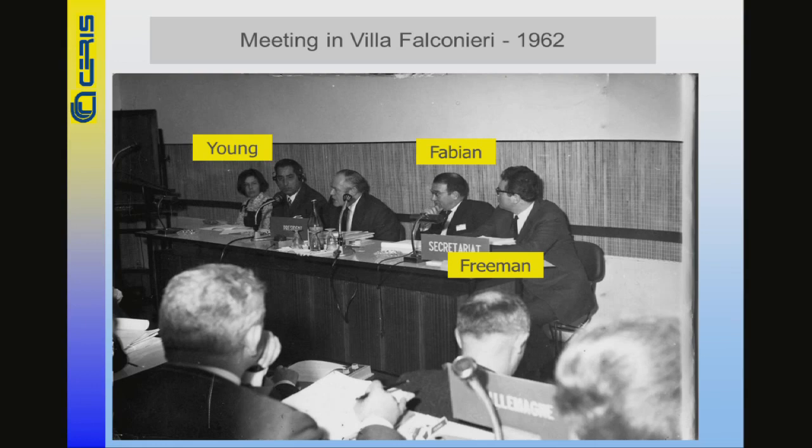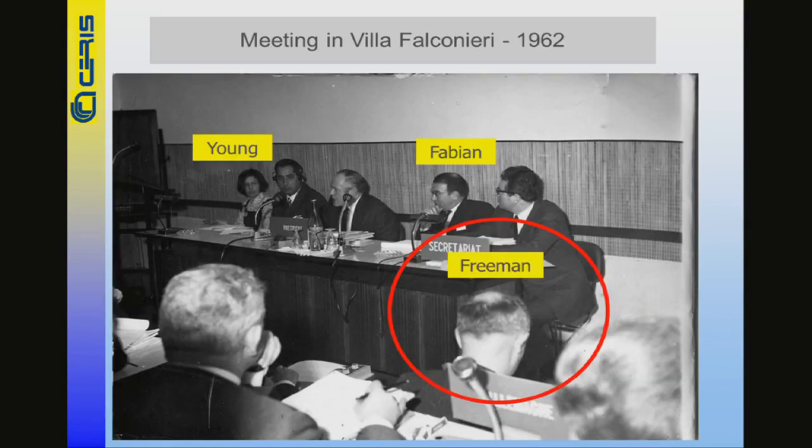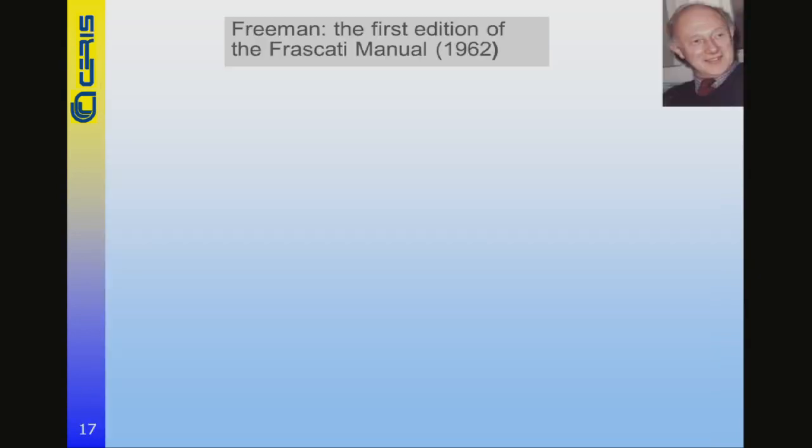You see, this is Chris Freeman, from the back, somebody can recognize him. And these are the founding fathers in front of Villa Falconieri in Frascati, where there was this marvelous week spent on approving and discussing Chris's document prepared in 1962. Of course, we should also remember Ivan Fabian and Alison Young, who were working here at the very beginning of SPRU with Chris Freeman, on the first edition of the Frascati Manual.